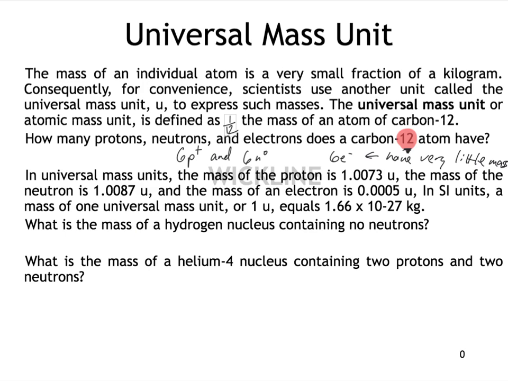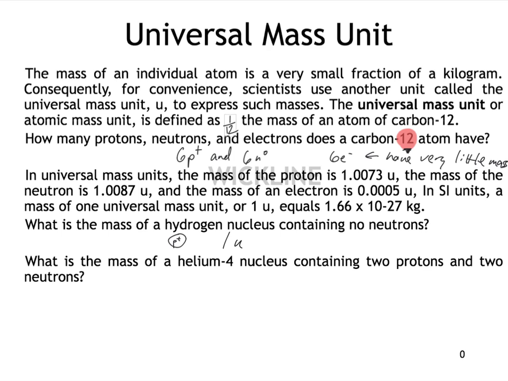What is the mass of a hydrogen nucleus that contains no neutrons? All right, so a hydrogen nucleus with no neutrons is simply a single proton. So I think the best answer for this one is just to say one universal mass unit. But this next one's a little bit harder. What's the mass of a helium-4 nucleus containing 2 protons and 2 neutrons? So let's say that it's in universal mass units.